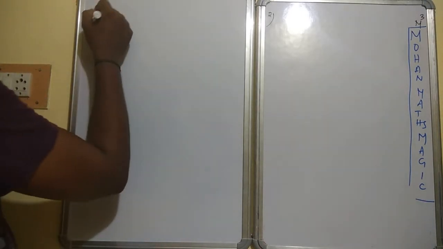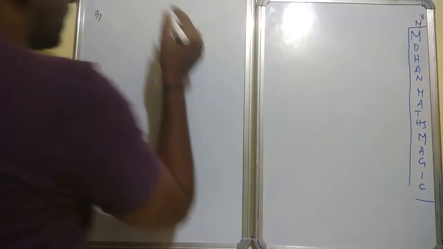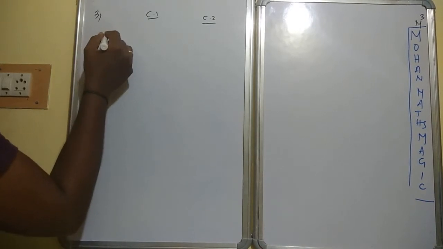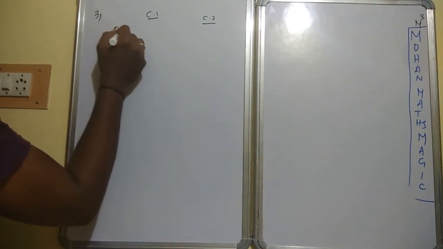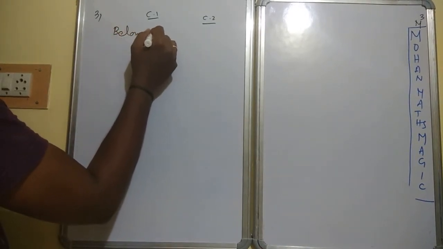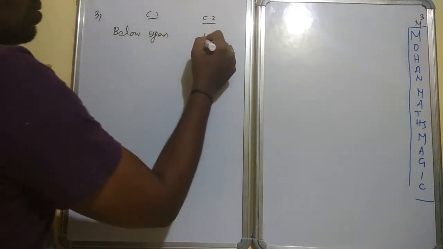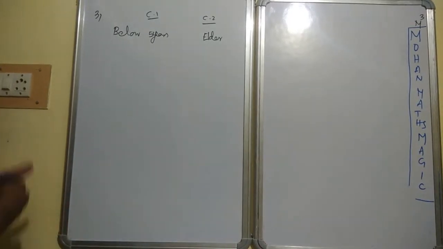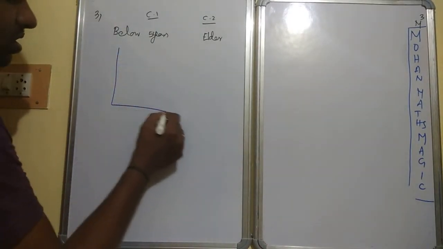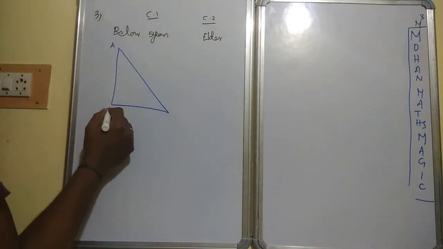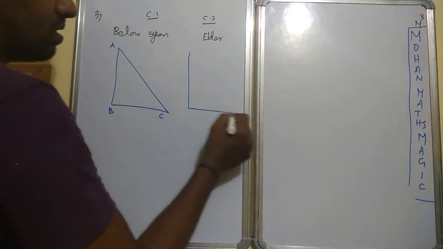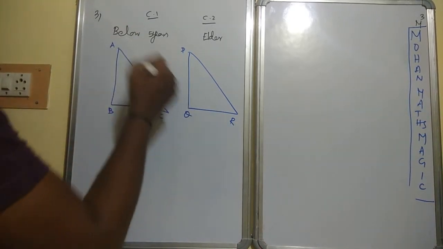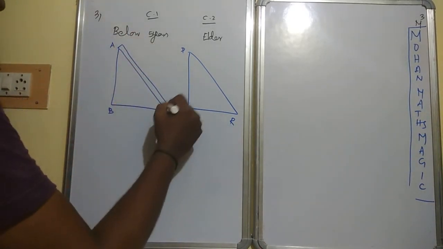So question number 3. There are two cases, case 1 and case 2. Case 1, there are two. This is below 5 years, and this one is for elder children. Slide, you guys know that slide automatically in all the parks, A, B, C, and this is PQR. Okay, this is a slide which you guys are playing.